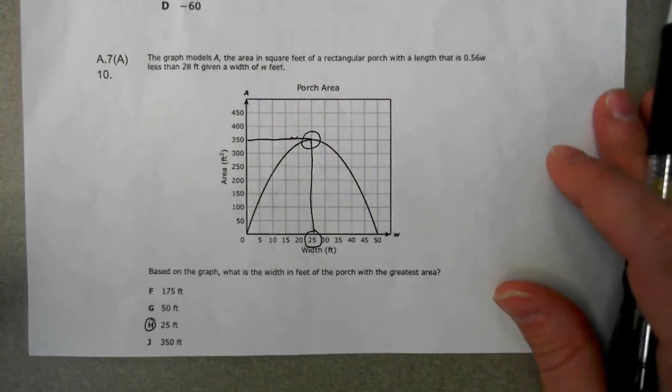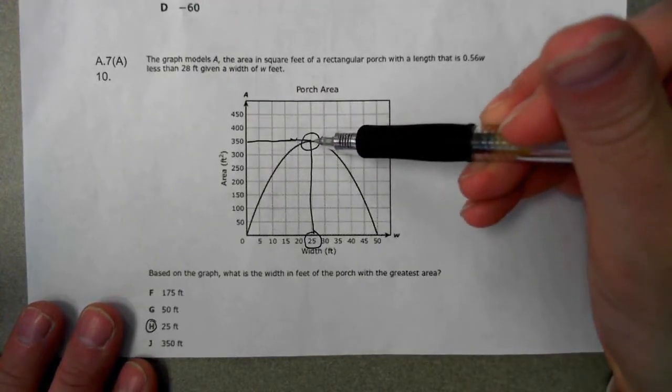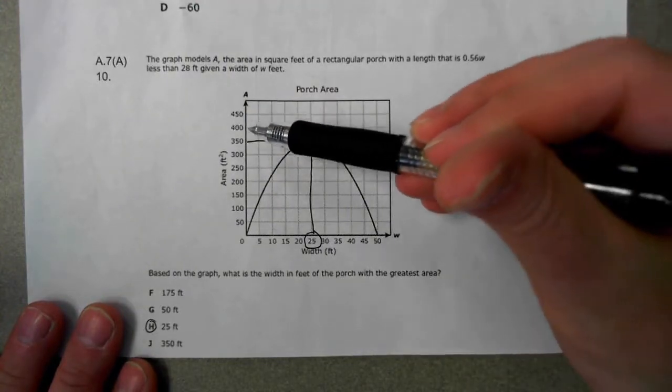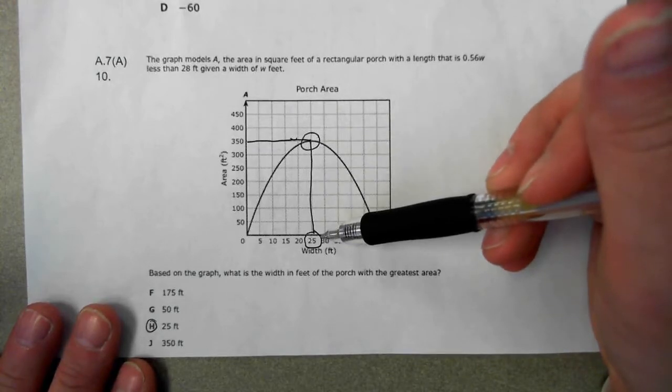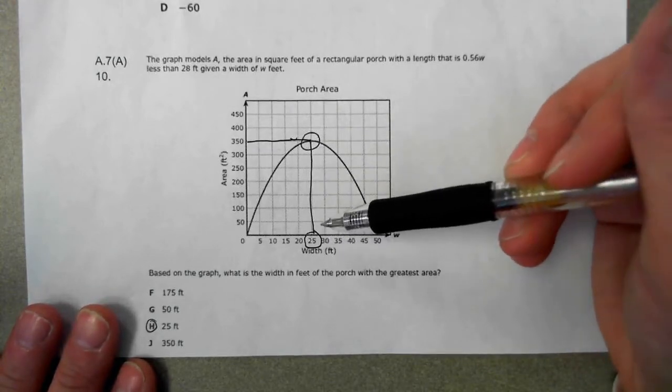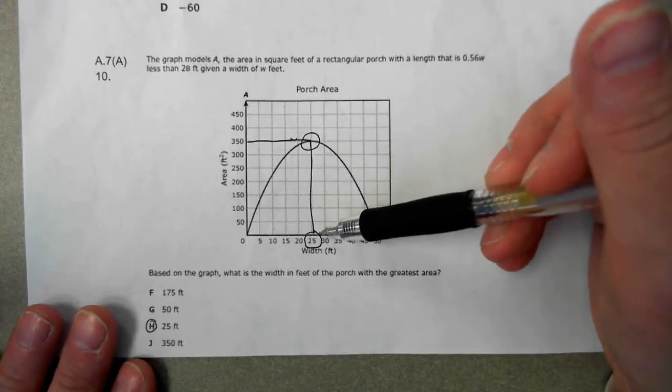Number 10, so based on this, what is the width in feet of a porch with the greatest area? Our greatest area would be the highest point of our parabola. That's our highest point, which is 350, but they want to know what is the width. It would be 25. So that would be our answer. The highest point is our parabola, and the width is 25.